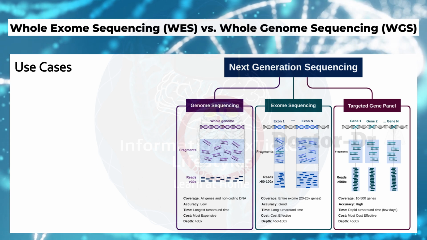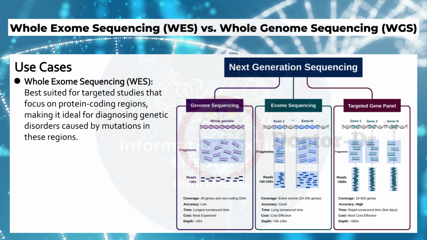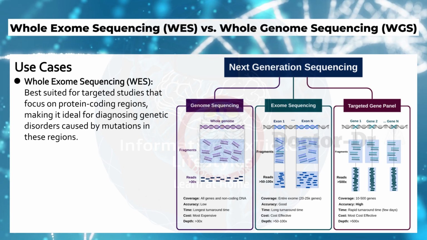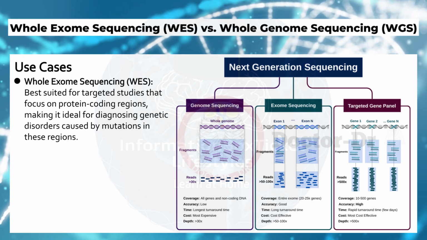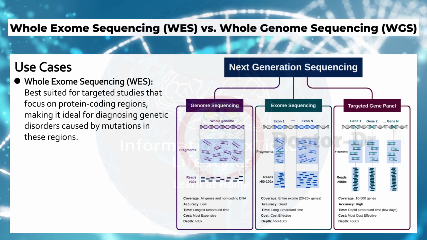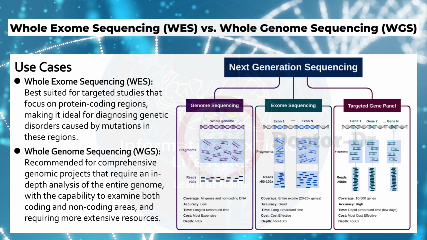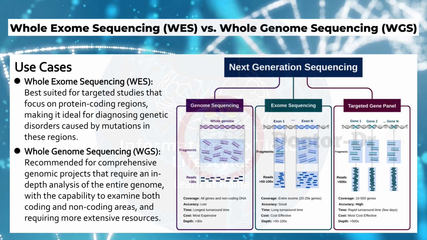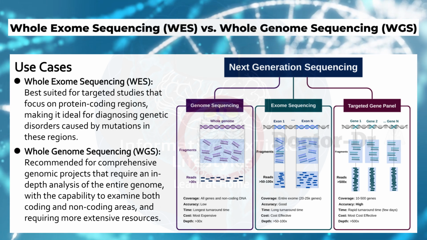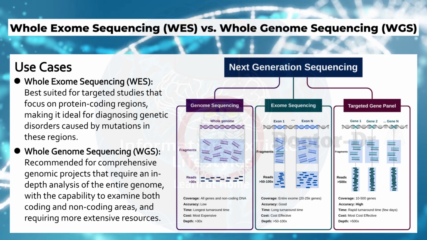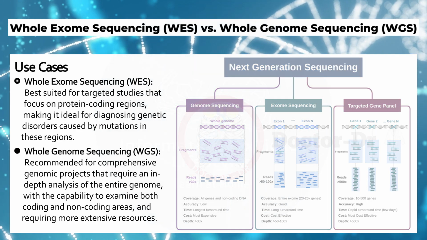Use cases. Whole exome sequencing is best suited for targeted studies that focus on protein coding regions, making it ideal for diagnosing genetic disorders caused by mutations in these regions. Whole genome sequencing is recommended for comprehensive genomic projects that require an in-depth analysis of the entire genome, with the capability to examine both coding and non-coding areas, and requiring more extensive resources.